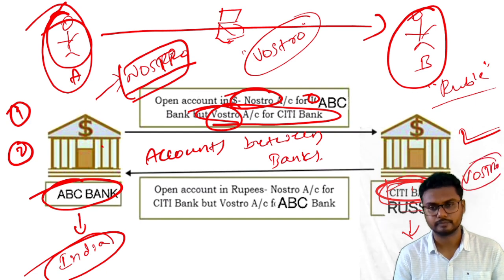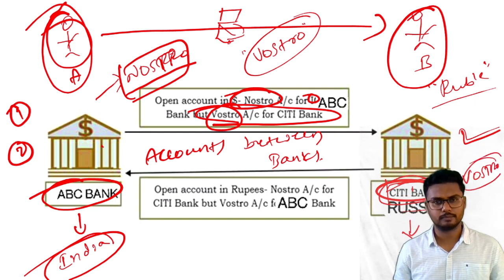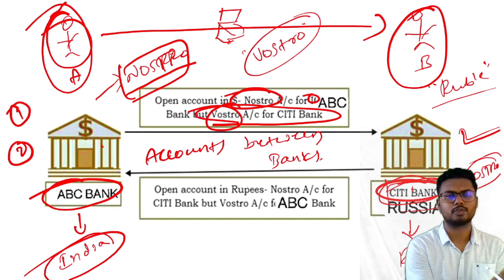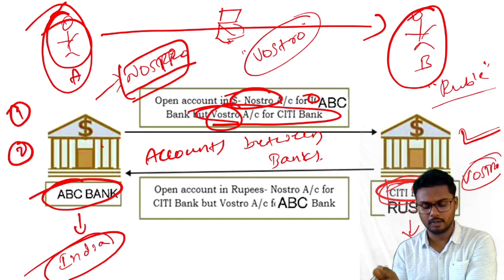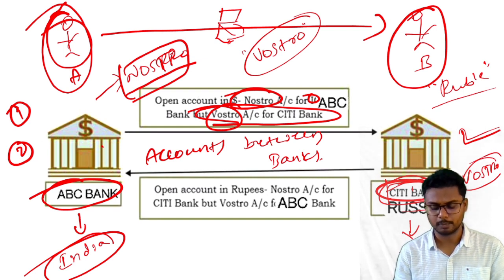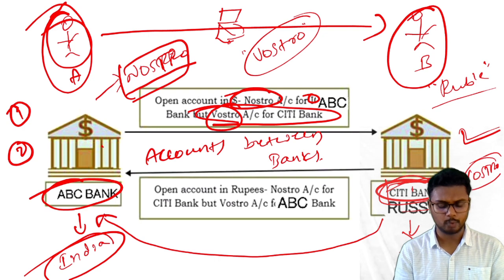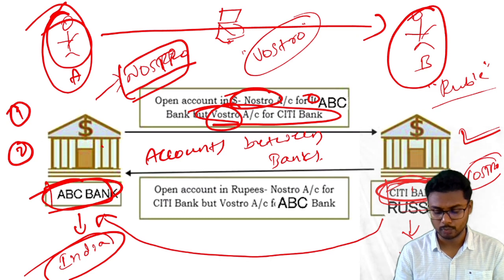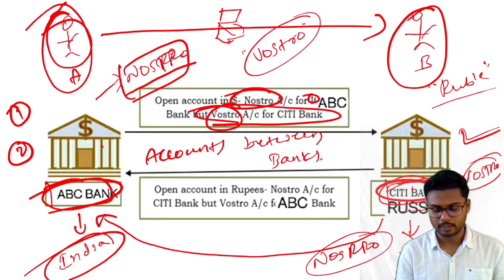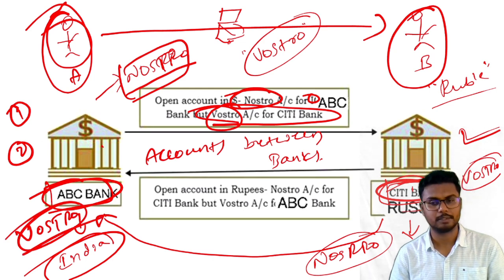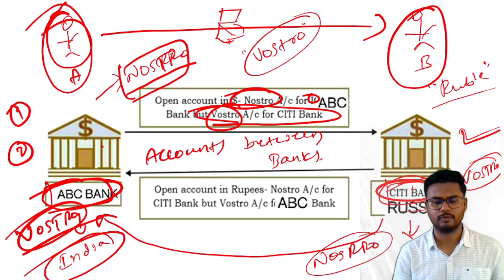Getting the point? It is the same account number, same PIN, same everything. But the same account is called a Nostro account for ABC Bank and a Vostro account for Citibank. If the case is reversed, and Citibank comes to India and opens an account in ABC Bank, then that becomes a Nostro account for whom? For Citibank. And the same account, opened by Citibank in ABC Bank, becomes a Vostro account for ABC Bank. This is the main difference, nothing else.